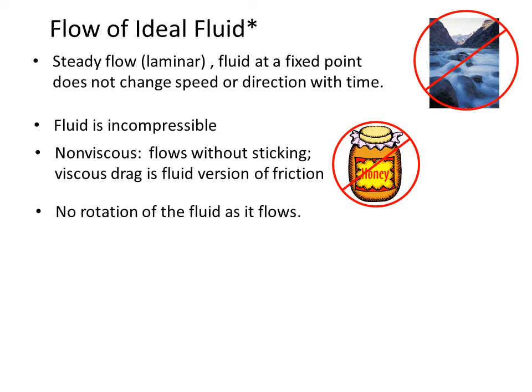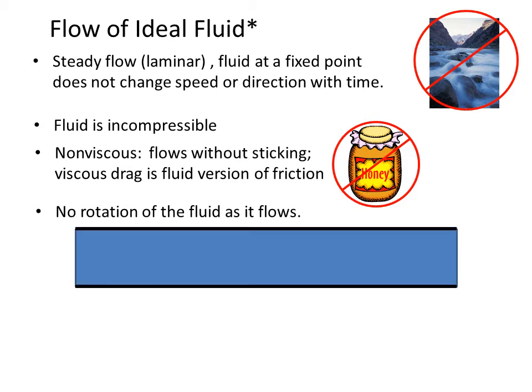Finally, there is no rotation of the fluid as it flows. And if you're looking at a pipe with water flowing through it, here we have a little particle of water in it, and no rotation means that particle of water goes from left to right following the arrow with time without changing its orientation. It's not this, where the particle of water tumbles or rotates about its center of mass.